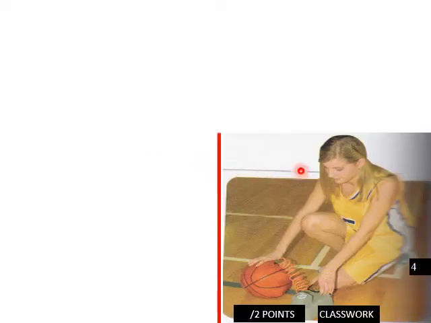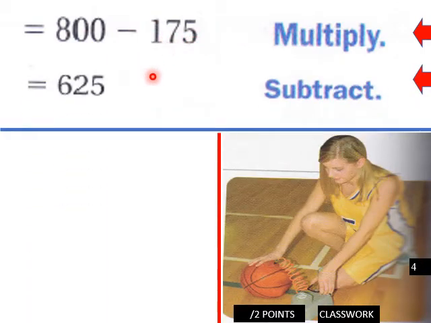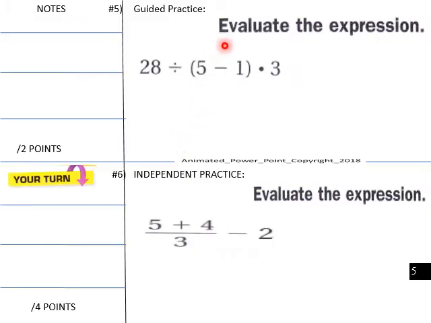So 800 minus 7 times 25. Moving on with that, what we have here is 800 minus 175. We multiply it out, 175. And then when we do our difference here, we come out with 625. So that would be your solution to that previous expression. So let's go into our guided practice here. Evaluate this expression here. Students, this is your independent: 28 divided by quantity, 5 minus 1 times 3.